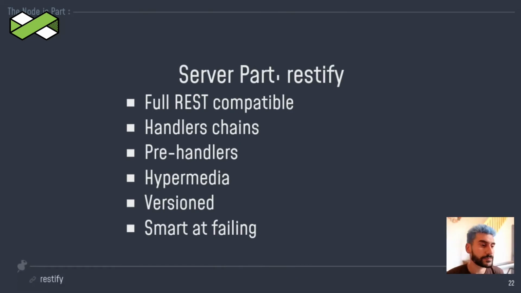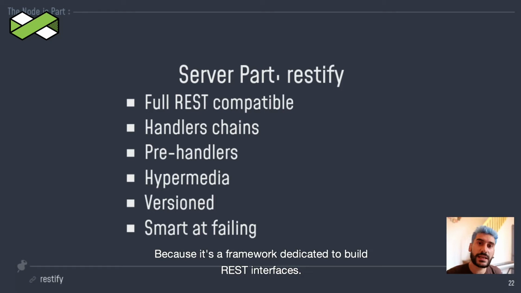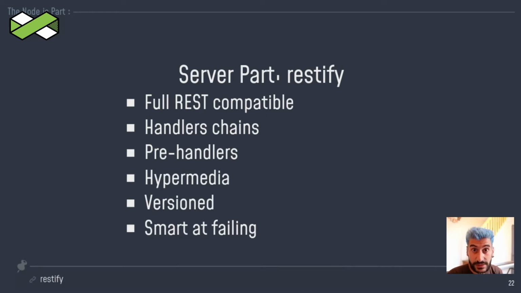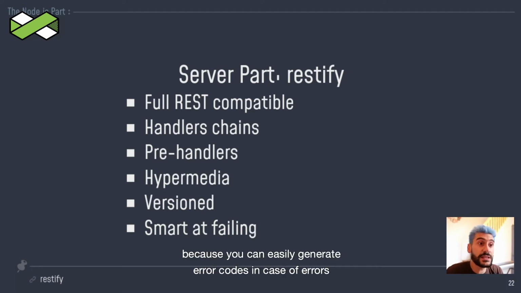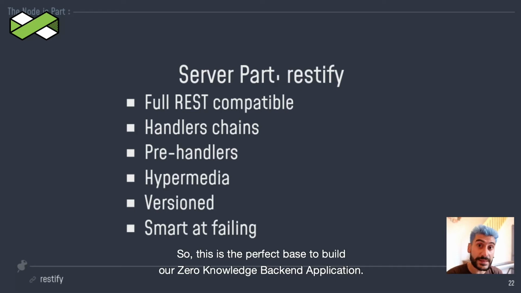So on the server part, the first module that will be used is the Restify framework, because it's a framework dedicated to building REST interfaces, which is exactly what we want to do, because we want to use the HTTP verbs to generate some kind of contents. So we have to build the REST application, the REST API, and Restify is the perfect framework to do it. We have handlers chained with pre-handlers that are some kind of decorators. It handles hypermedia, which will be really useful when we want to link shares between various kinds of clients. It is versioned by design and really smart at failing, because you can easily generate error codes for any errors in your application. So this is the perfect base, the perfect framework to build our zero-knowledge backend application.